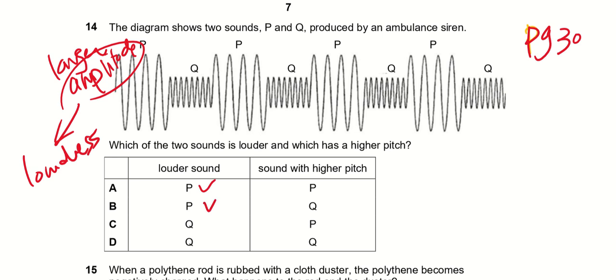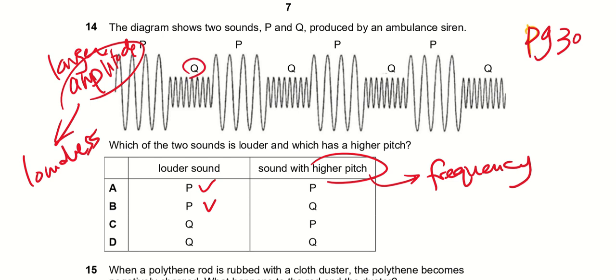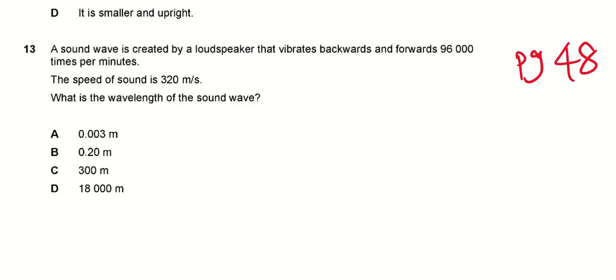How about higher pitch? Pitch is linked to frequency. The higher the frequency, the higher the pitch. So that means it must make more waves per unit time. There must be more waves. So Q actually has more complete waves. Therefore, Q is the sound with higher pitch. So the answer is B.